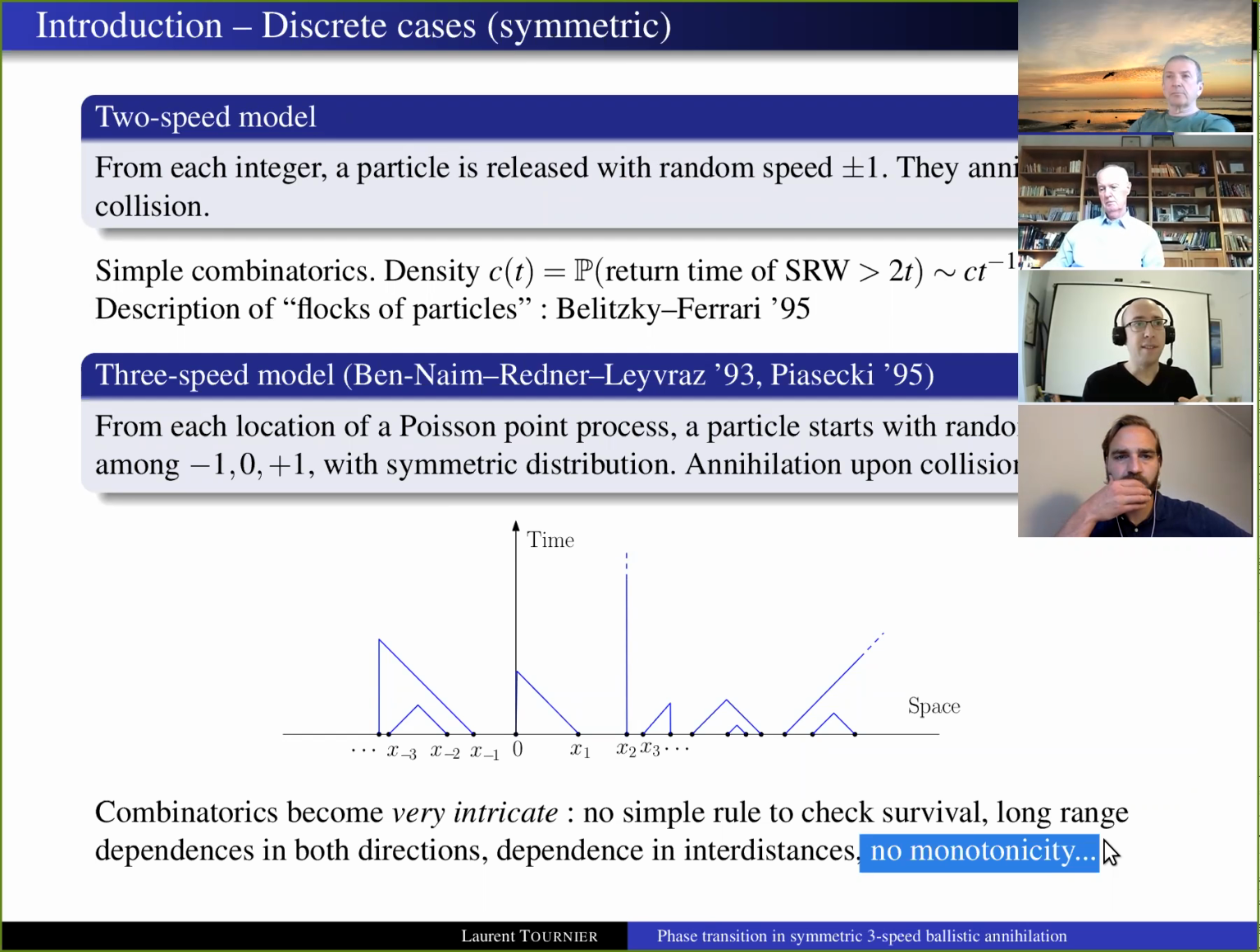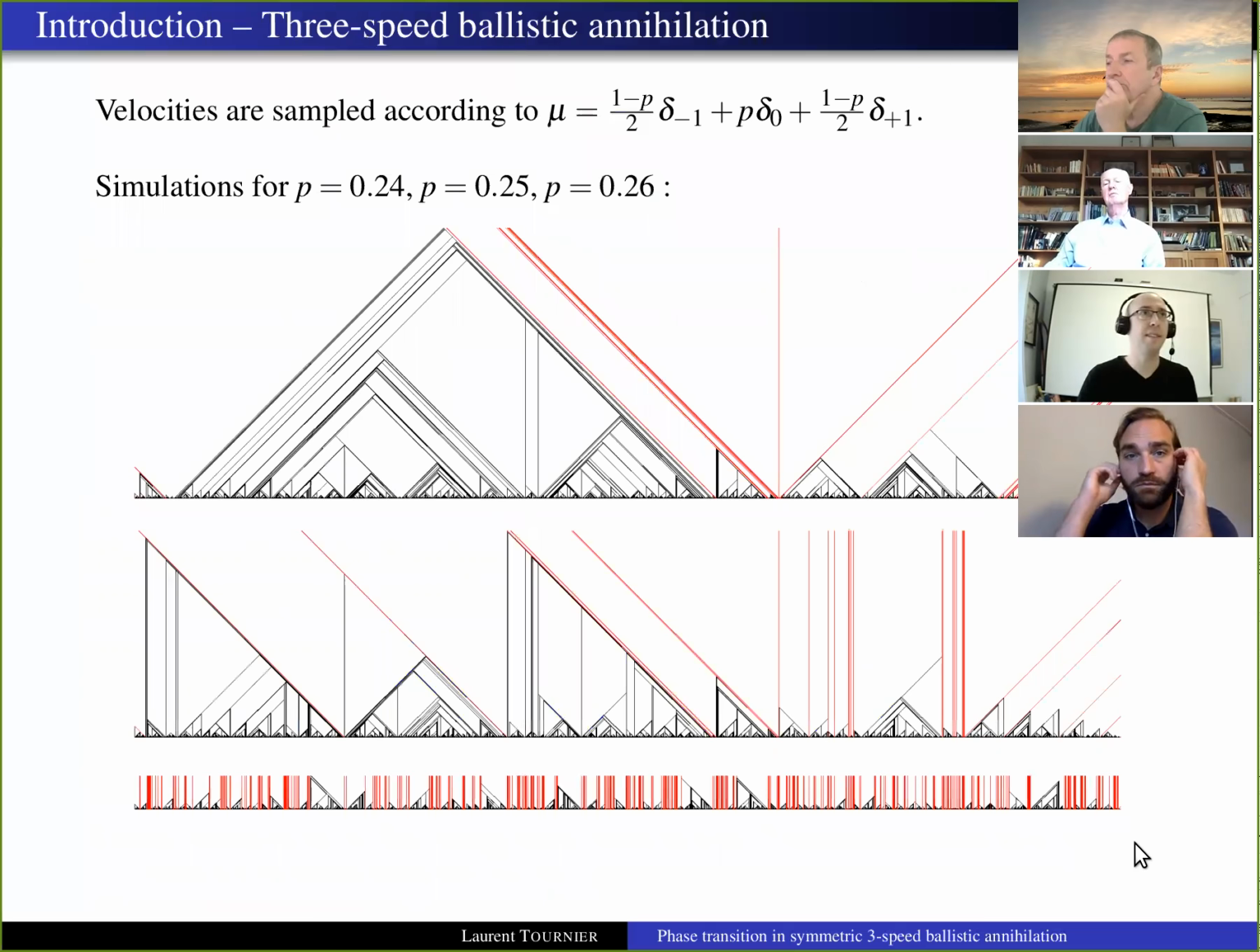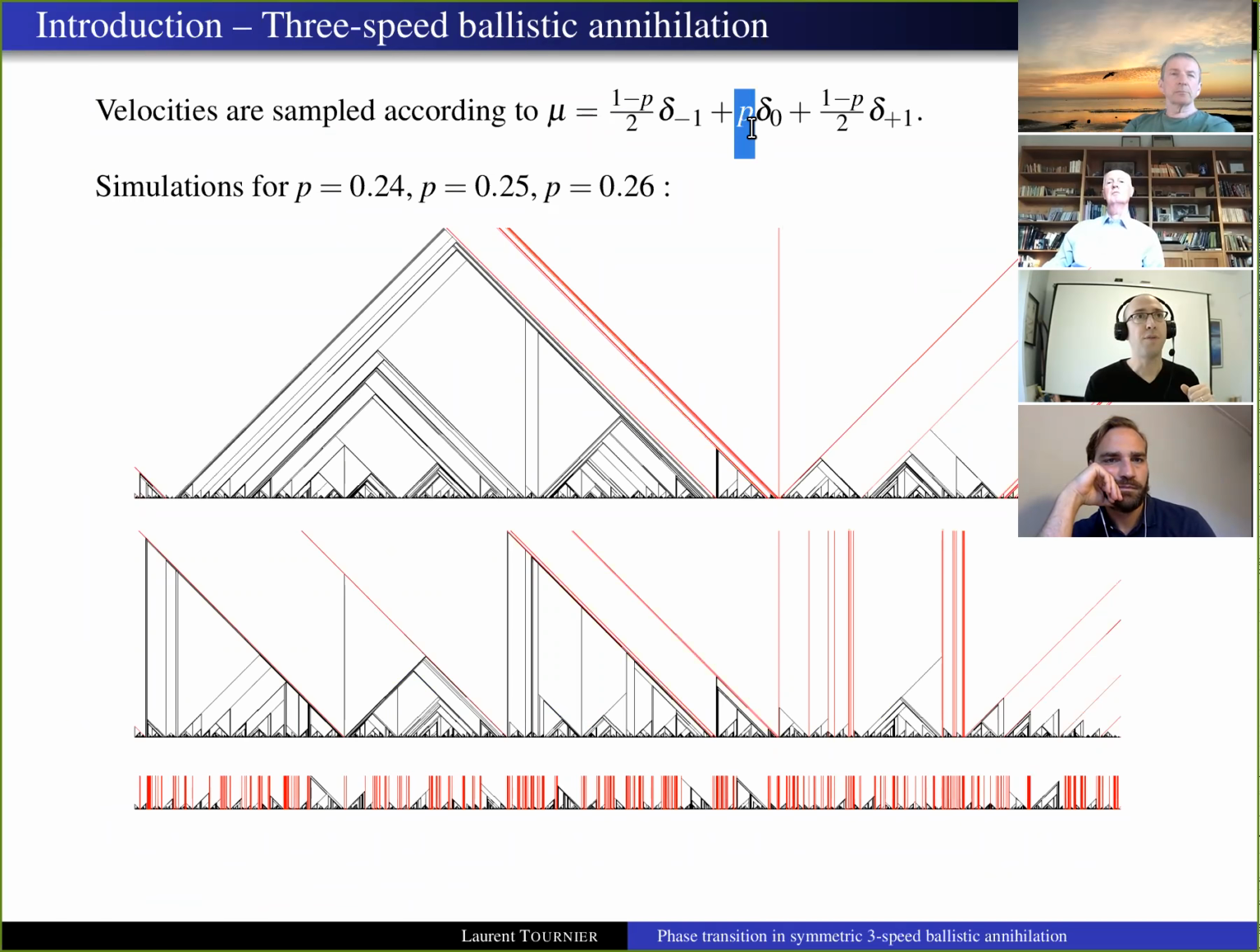So this model is the model that we will be discussing in this talk: the symmetric 3-speed ballistic annihilation. So let's look at simulations. There is one parameter here, the density of static particles. It's called p. So there is density p of static particles and (1-p)/2 of +1, and the same for -1 particles. The first picture here is for p equals 0.24, which is just below 1/4.